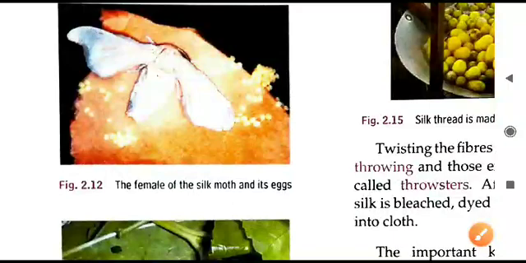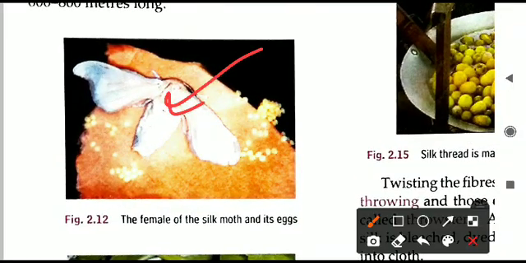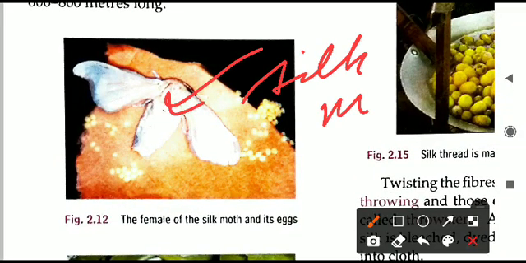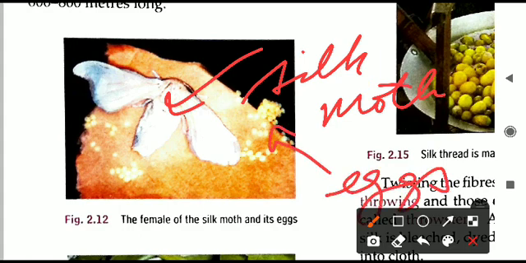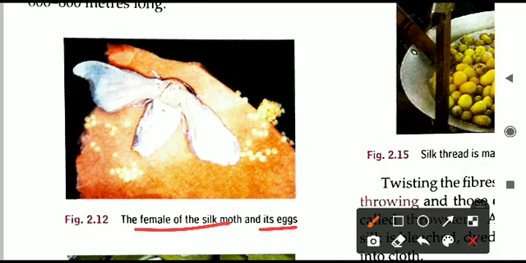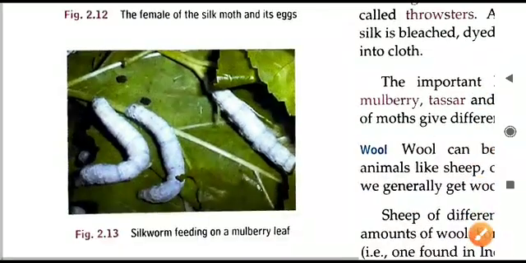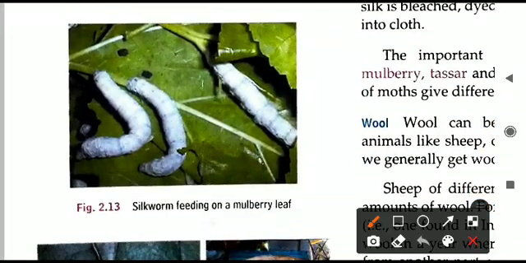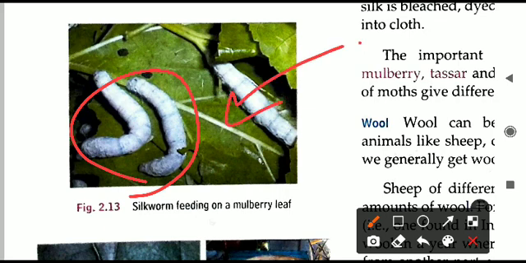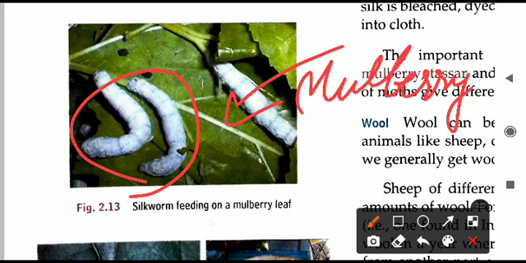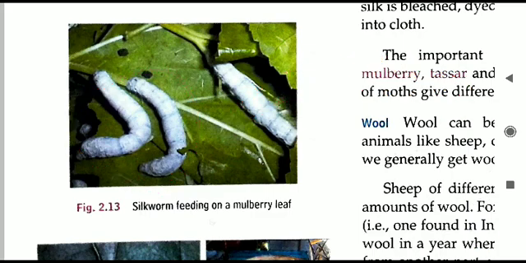Here you can see some photographs. This is a silk moth, and downside you can see the eggs are there. So the silk moth is there, and also the eggs. In the second photograph you can see these are the silkworms. They are feeding on mulberry leaves. These leaves you can see, they are all mulberry. Mulberry is a plant, and it is the site where silkworms are growing.